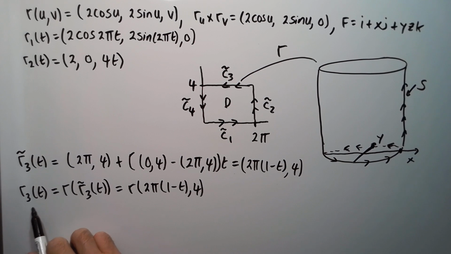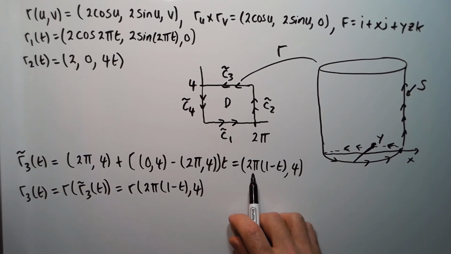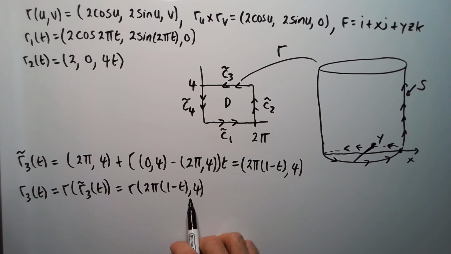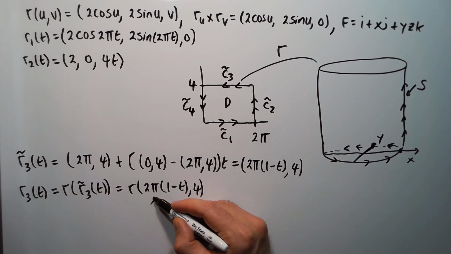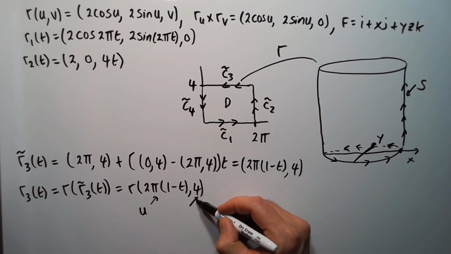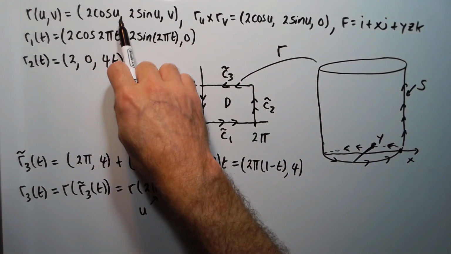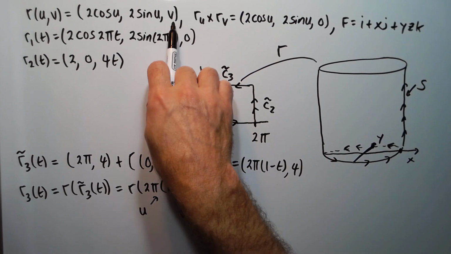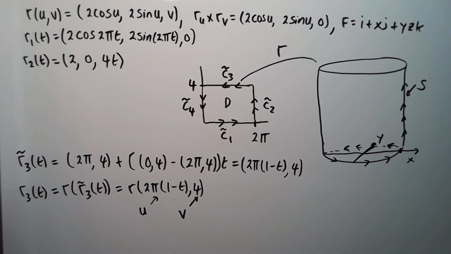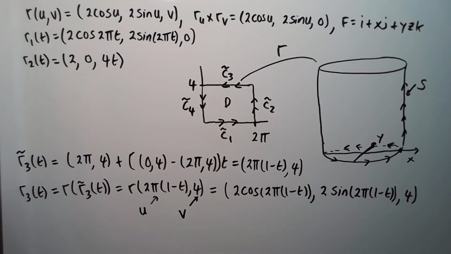So calling it R3, it's going to be R of R3 tilde, it's going to be R of 2 pi times 1 minus t comma 4. So that's my U, that's my V, up in my R up here. So putting this guy in place of U here and here, 4 in place of V here. So let's write it over here. So plugging in, you get this then. Okay, so that's actually going to be the top circle up here, going around it.